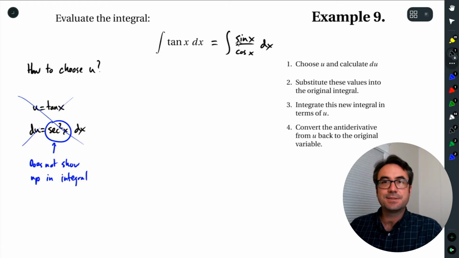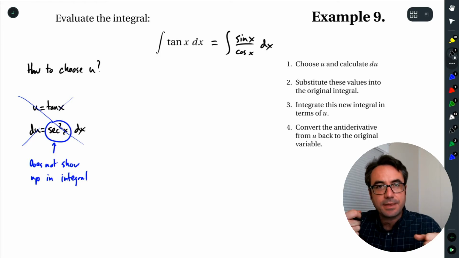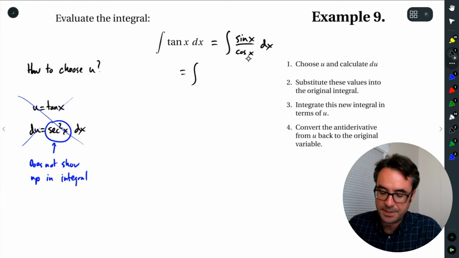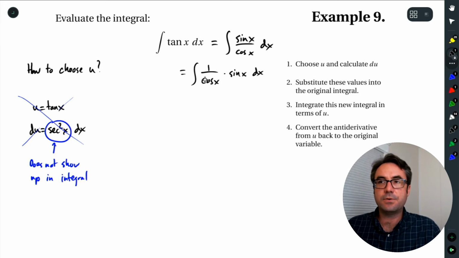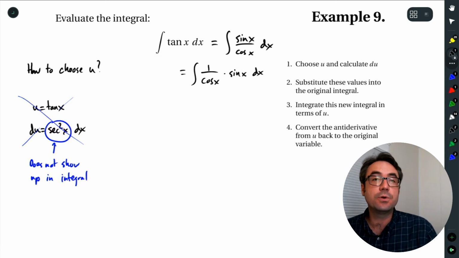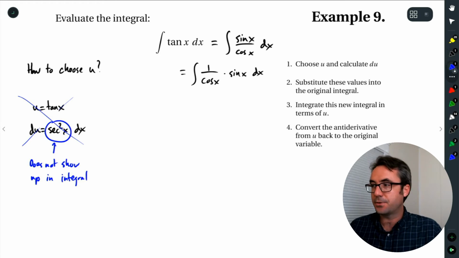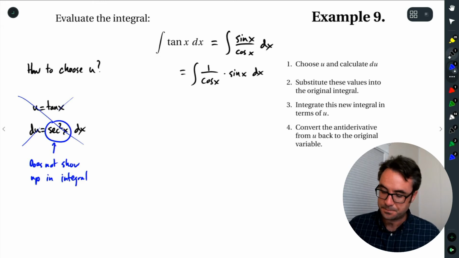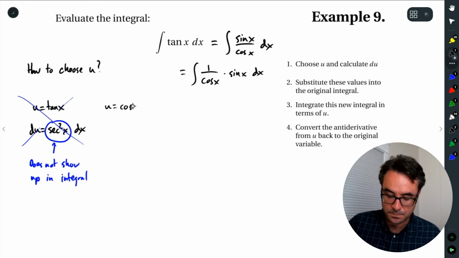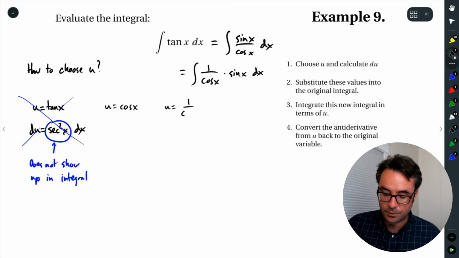This is fine. Sometimes it's helpful, though, once we have a fraction, to really break that fraction apart and look at the different pieces. So I'm going to have 1 over cosine x times sine of x, just to break that fraction apart. And so now if we look at this new format for our function, we have some choices on what u could possibly be. So let's go through them. We could let u equal cosine x. We could let u equal the 1 over cosine x, or we could let u equal the sine x.